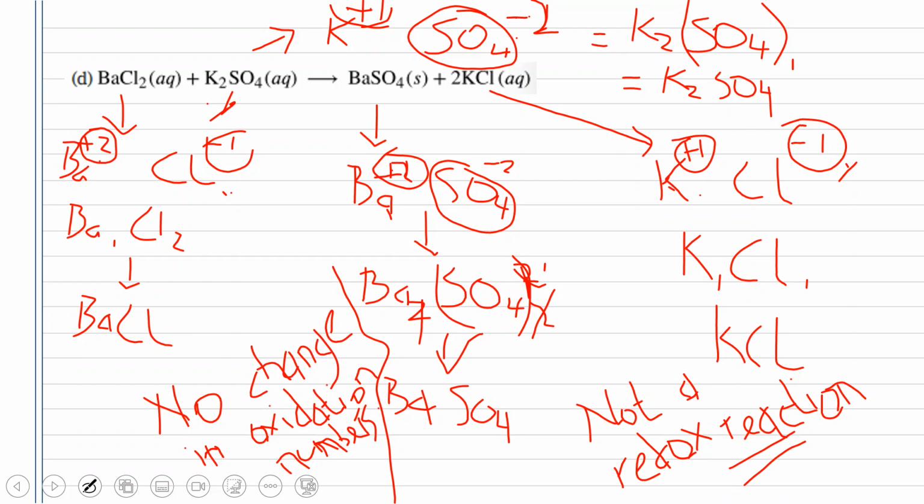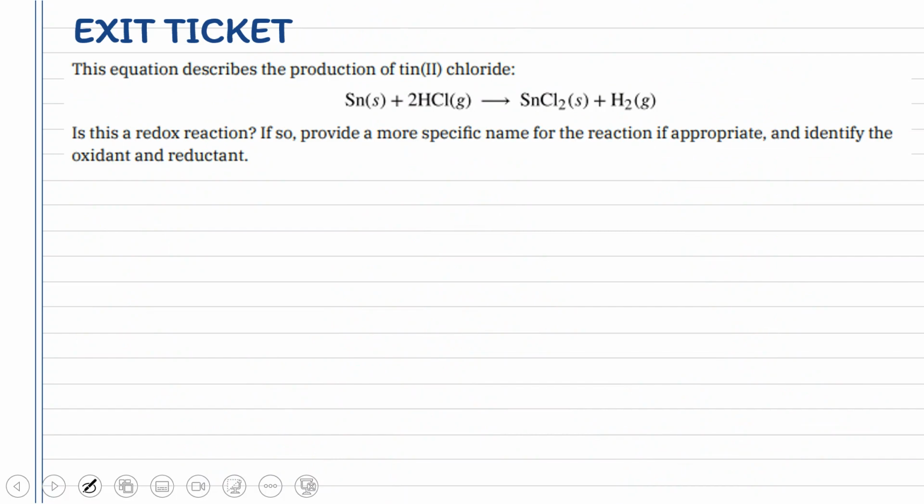Any questions? If you have any questions, please let me know. Great. So I would like you to go try this for yourself. This is your exit ticket.